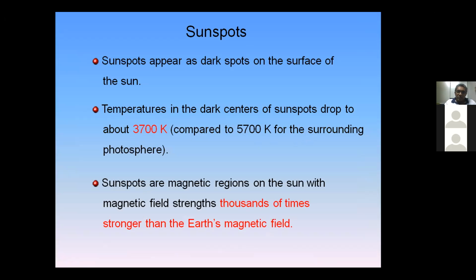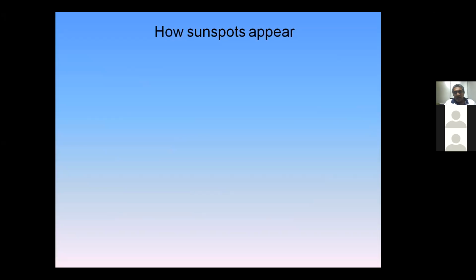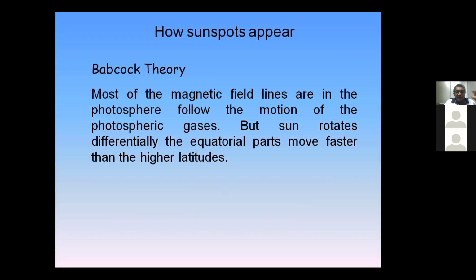Almost all the events in the sun are magnetic activities, basically due to changes in the magnetic field. Now let's see how sunspots appear. A theory introduced here is called the Babcock theory. Most of the magnetic field lines in the photosphere follow the motion of the photospheric gases, but the sun rotates differentially. You remember that I earlier told you about the importance of differential rotation. Because of that, equatorial parts move faster than the higher latitudes.